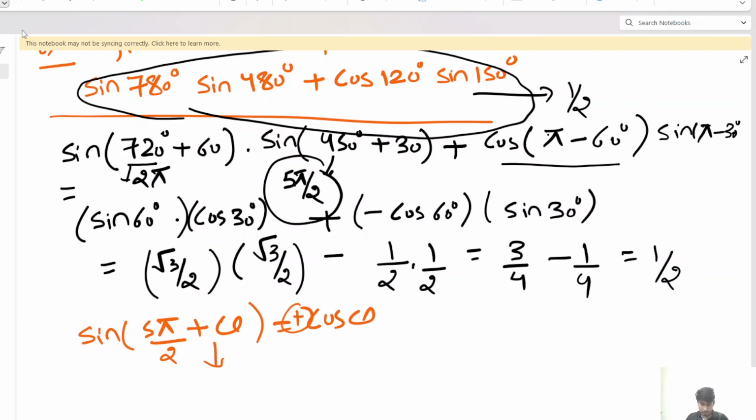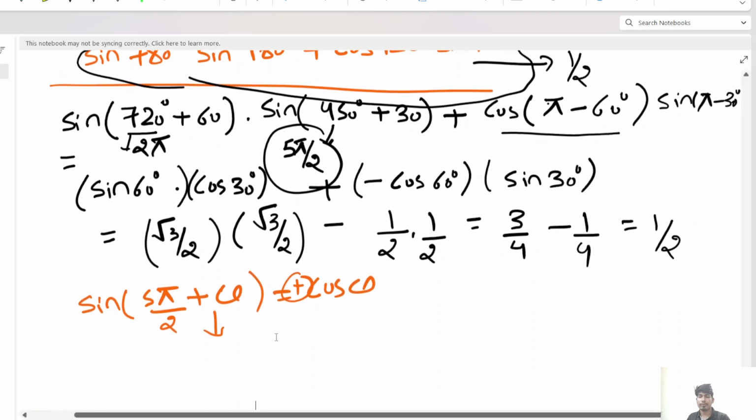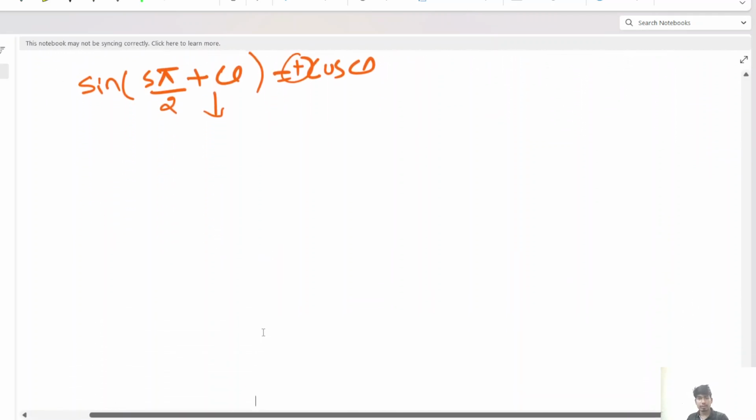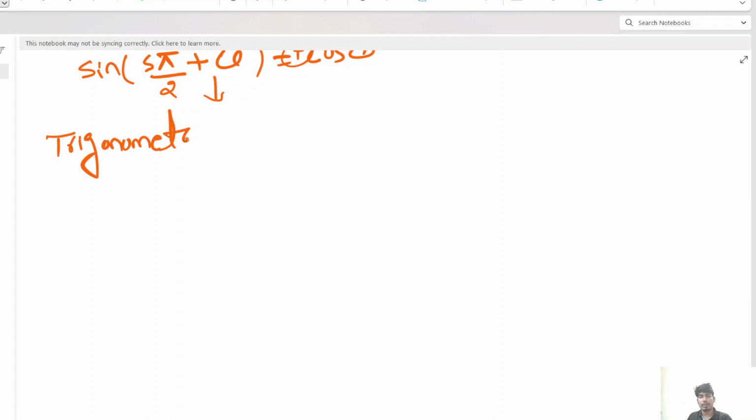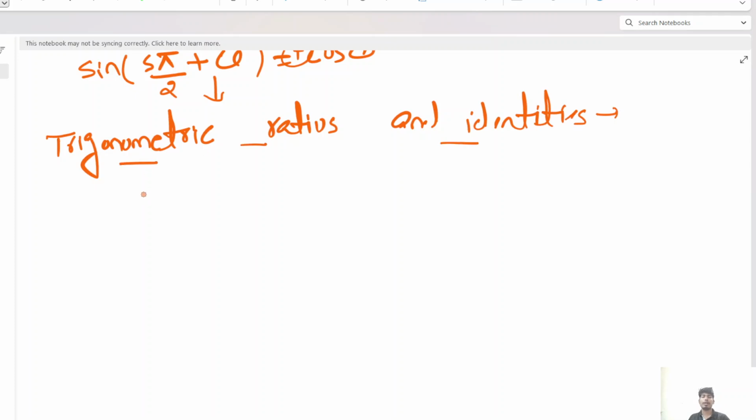Now we do trigonometric ratios and identities. That is our next topic. First we see the graph of all trigonometric ratio functions, meaning graph of sin x, cos x, secant x, cosecant x, tangent x, and cotangent x.